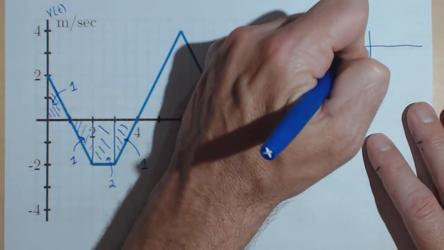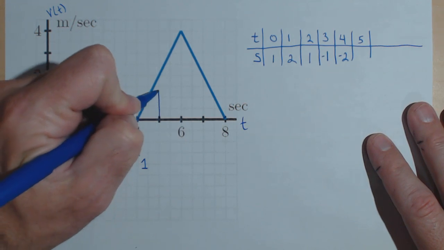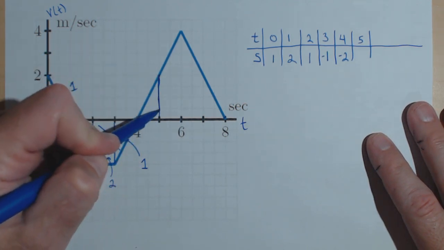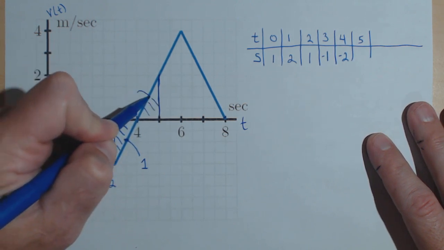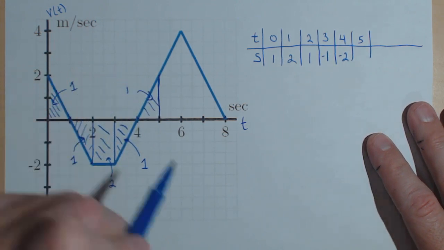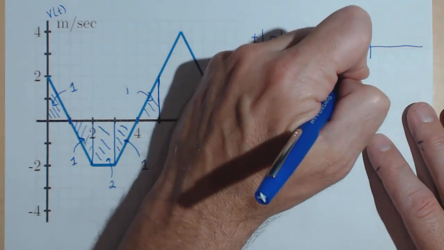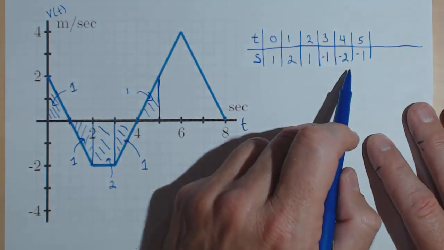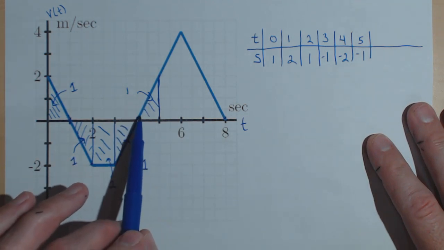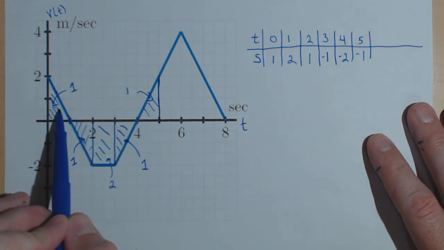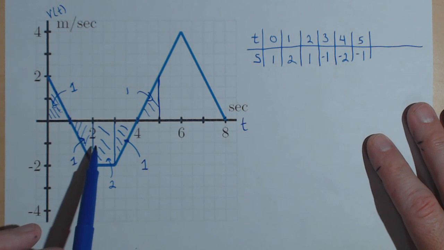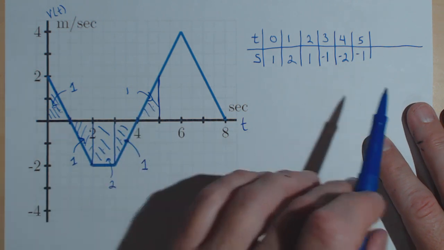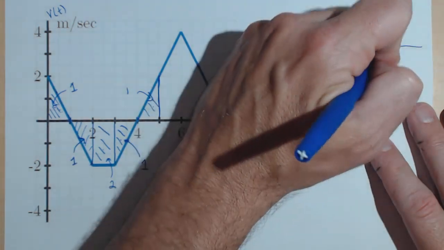We're going to continue this pattern. At 5, we have a base of 1 and a height of 2. So we got another triangle that has an area of 1. So now he's moving forward because it's positive, so now he's moved to -1. So hopefully you can see the connection here. He's moving forward 1 meter, backwards a meter, backwards 2 meters, backwards 1 meter, forward 1 meter. And that's how we're getting our position.